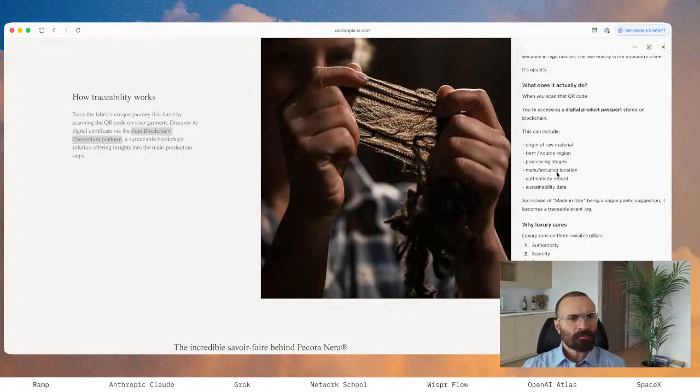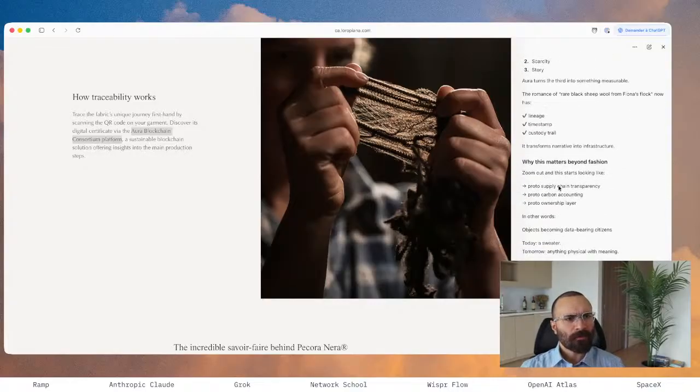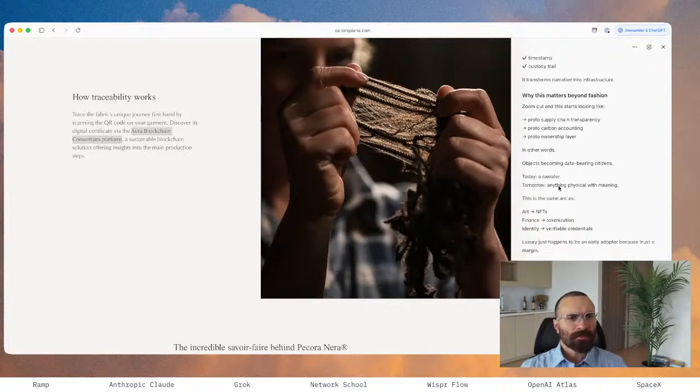We're accessing a digital product passport stored on the blockchain. Origin of raw material, farm source region, processing stages, manufacturing location, authenticity record, sustainability data. So instead of made in Italy being a vague poetic suggestion, it becomes a traceable event log. Why luxury cares. Luxury runs on 3 invisible pillars: authenticity, scarcity, story. Yes, authenticity, scarcity, and story. Aura turns the third into something measurable. The romance of rare black sheep wool from Fiona's flock now has lineage, timestamp, custody, trail. It transforms narrative into infrastructure.